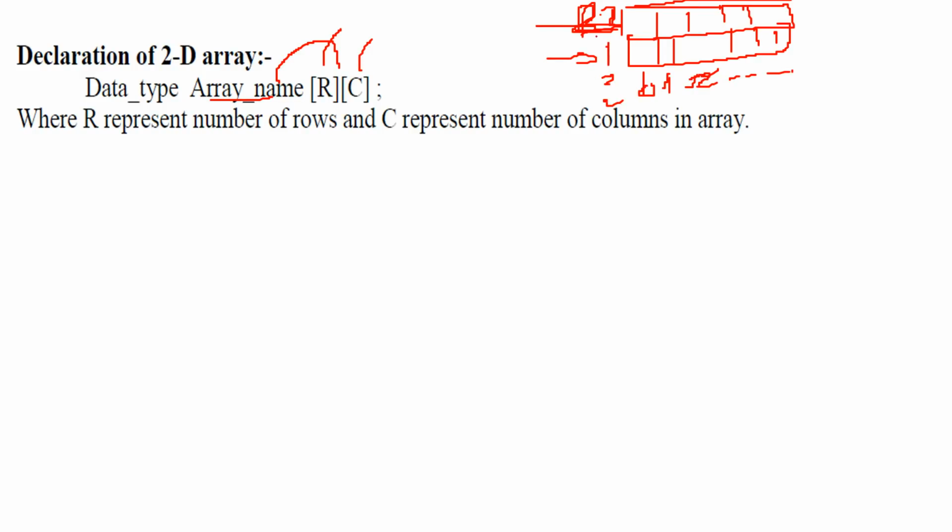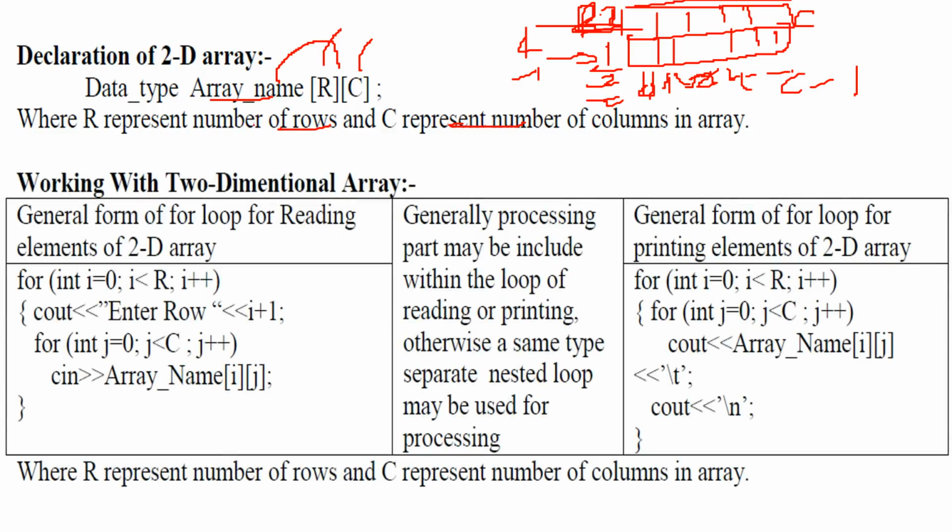So this goes up to r-1, and this goes up to c-1. So this r represents the number of rows, c represents the number of columns in the form of a 2D array. So how to work with a two-dimensional array? We have to use two loops.